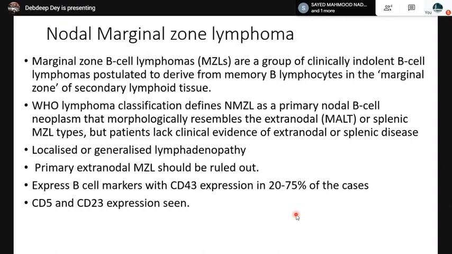So there is localized or generalized lymphadenopathy. The important thing is to rule out an extranodal marginal zone lymphoma, and these are cases which express B-cell markers with CD43 expression in 20 to 75% of the cases. Sometimes you can get aberrant expression of CD5 and CD23. Now, if you get both, you are in a problem, but it is your morphology and the pattern of infiltration that will determine whether it's a marginal zone lymphoma with aberrant CD5 or CD23 expression, or it's a CLL-SLL.